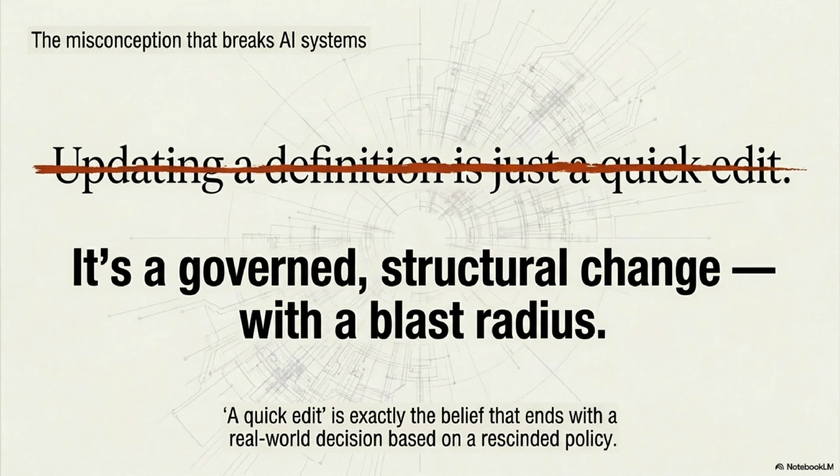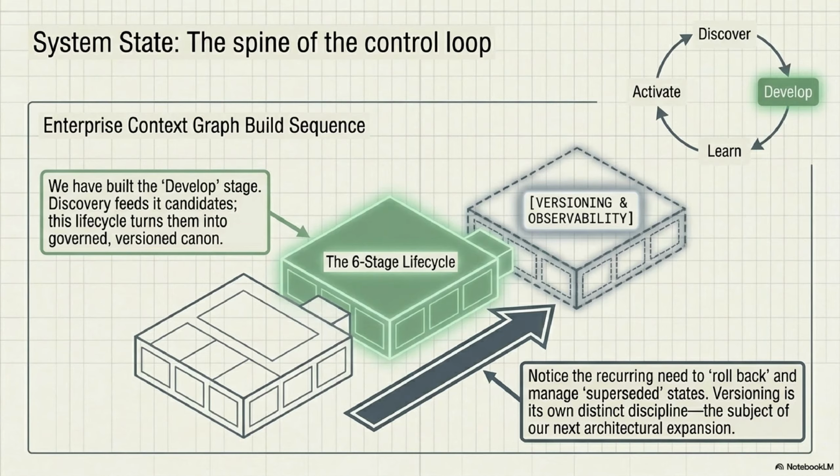So let's name the misconception this episode exists to kill. The misread is this. Updating a definition is just a quick edit. It feels true. It's one field, 30 seconds. But you've now seen what's underneath it. A definition change is a structural change. It has a blast radius. It needs to be drafted, tested, independently reviewed, approved, deployed, and eventually retired, and its propagation has to be a deliberate policy. A quick edit is exactly the belief that ends with a decision on a rescinded policy. Treat meaning like code.